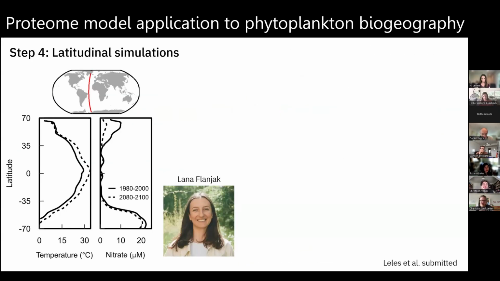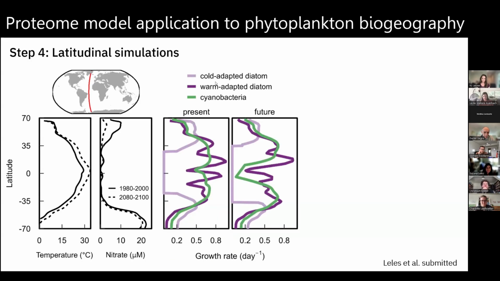Finally, our last step was to team up with Earth system modelers, Lana Flanjak, who is a PhD student working with Charlotte Lovecotter, and we solved the proteome model for present and future projections of temperature and nitrogen concentrations across a latitudinal transect in the Atlantic Ocean. Here is just one example of the sort of output that we get from the model. We plotted the optimal growth rates across this latitudinal transect for our different modeled phenotypes.